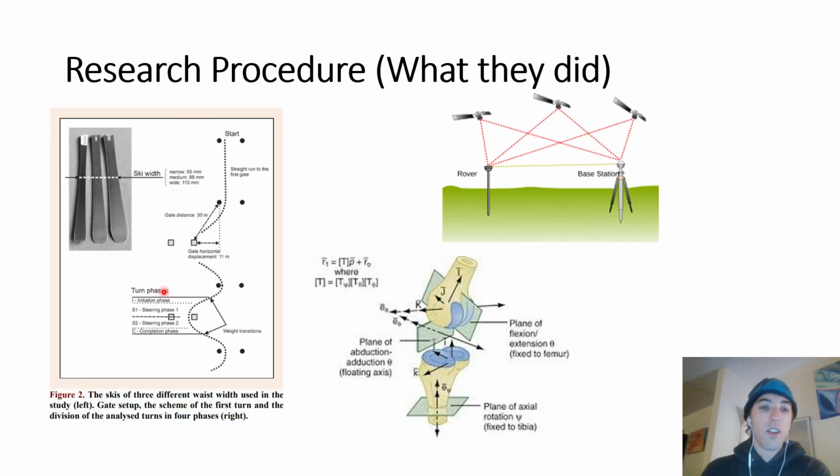So what they did was they had a group of skiers and 3 different skis, and they set up some gates on a course, had them ski with some fancy GPS systems and gyroscopes and some equipment to measure all of the kinematics and what was going on, joint angles. And they divided these turns into 4 different phases and compared the peak angles in all of the different planes of motion.